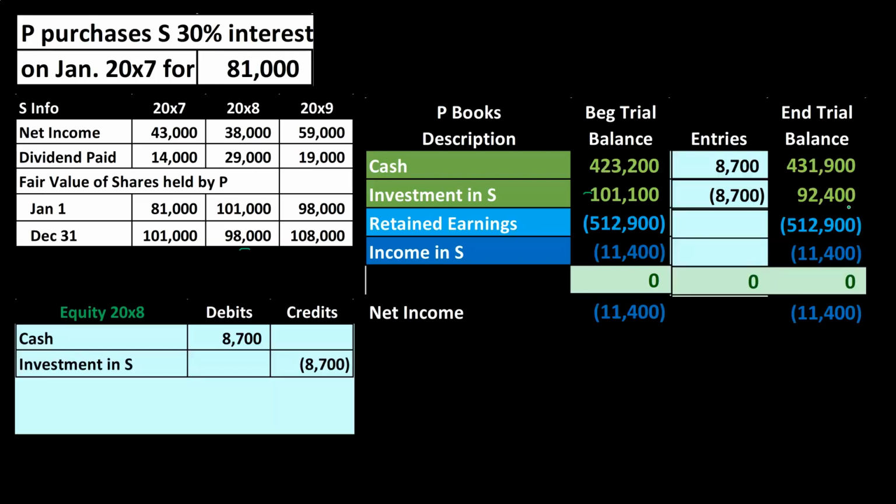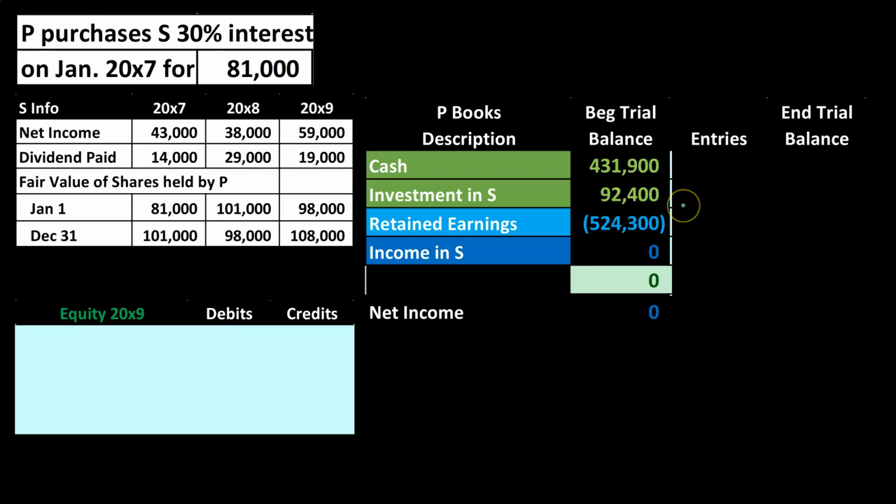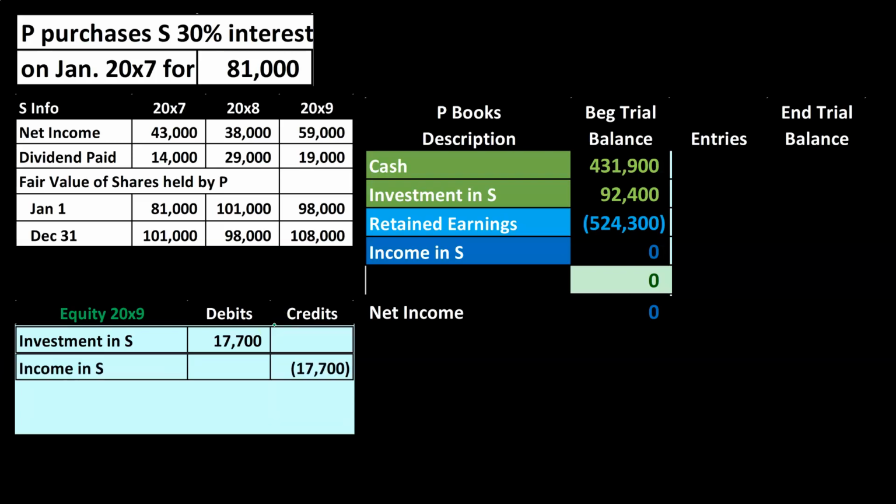All right, next year, we're going to do the same thing. We're going to roll out our equities, which are going to be combined together, and our ending numbers are going to be our beginning numbers over here. We're now in 2000x9. Let's do this one more time. So we're going to have the net income once again, 59,000. We're going to take 30% of that, which is 17,700, which is what the investment will go up by. The other side, increasing the income once again.